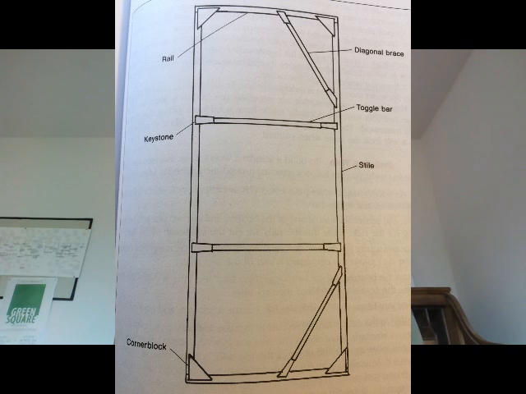Then additionally, there are toggles that cross in between. Typically there are 2 toggles dividing into thirds if you're working on an 8-foot or a 10-foot flat, and then you have diagonal braces as well, and each of those are connected with those keystones or corner blocks.